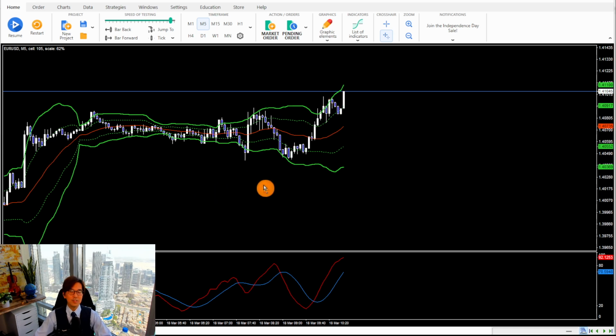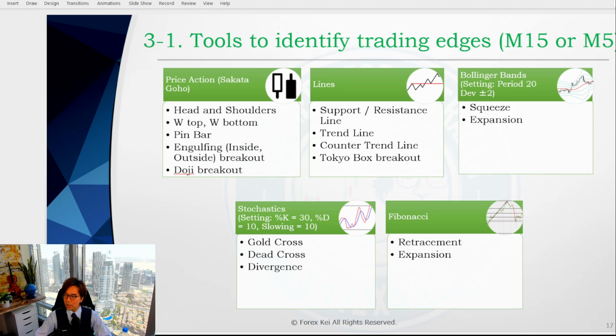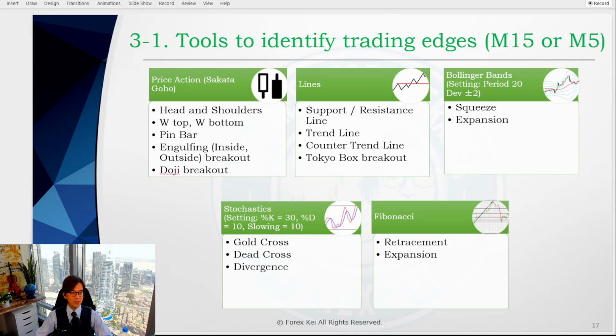If you haven't checked the video about my entry confirmation, please do before proceeding with this video. But just in case, the way I look for the entry timings, I use these tools and indicators. I use price action, I use lines, Bollinger Band, stochastics, and Fibonacci to capture the confirmations. And I look for at least 3 or more confirmations out of the list on this slide. And this time, let me see how many confirmations I can find.